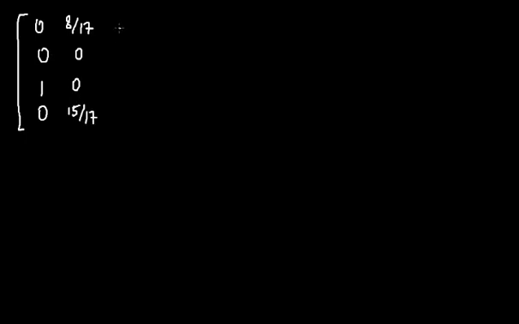So it will be a 4x4 matrix whose entries are in the first column 0, 0, 1, and 0. In the second column, 8/17, 0, 0, and 15/17. In the third column, 0, 1, 0, 0. And in the last column, minus 15/17, 0, 0, and 8/17.